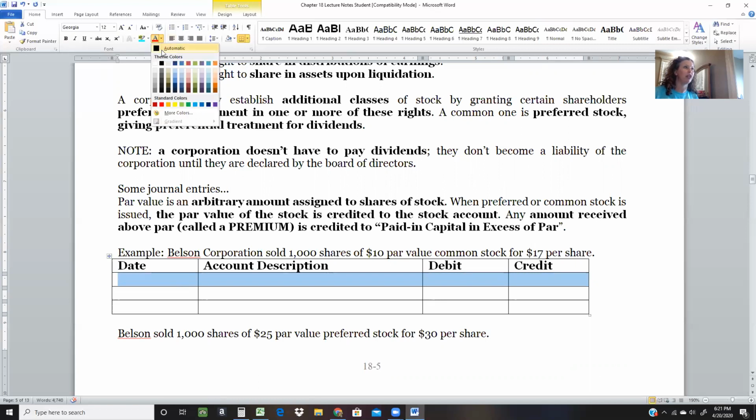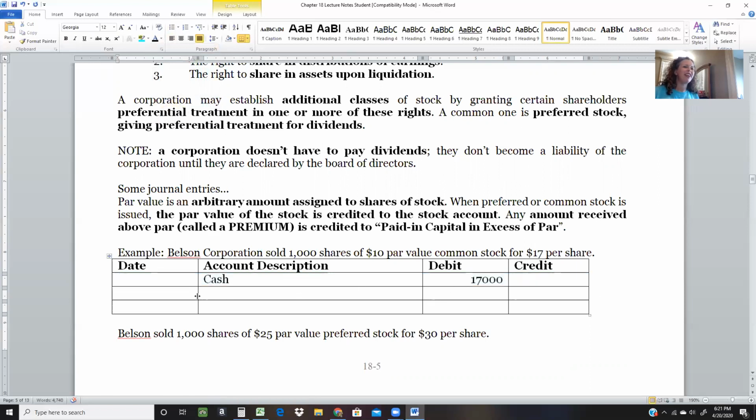I don't know what's under here. 17,000. Okay, I just can't do math. 1,000 shares at $17 is 17,000. Thank you for that. Then common stock would be the $10 a share, and anything in excess goes in PICEP. So in common stock, we would put 10,000, the par value, and anything in excess of the par value goes in paid in capital in excess of par.